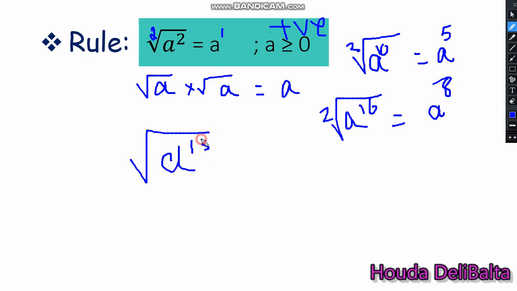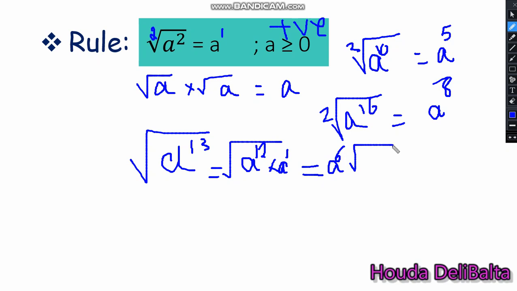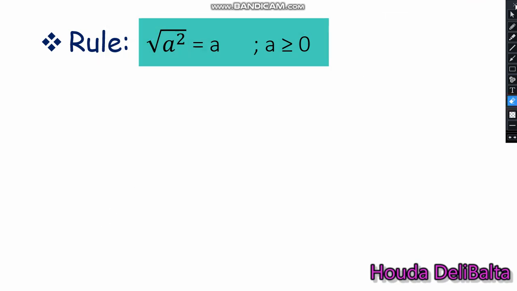What if I have radical a to the power 13? All I do is write it as follows: radical a to the power 12 times a to the power 1, as you know since grade 8, and the answer is a to the power 6, and a is kept inside the radical.